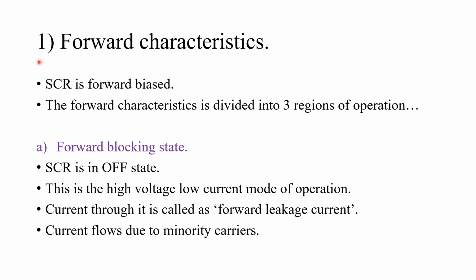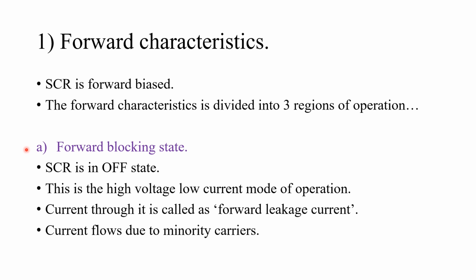Now we'll be discussing the forward characteristics in detail. So the SCR is forward biased. The forward characteristics is divided into three regions of operation. So as I said earlier, the SCR is forward biased. That means anode is positive with respect to cathode. And our forward characteristics is divided into three regions of operation that we'll be discussing one by one.